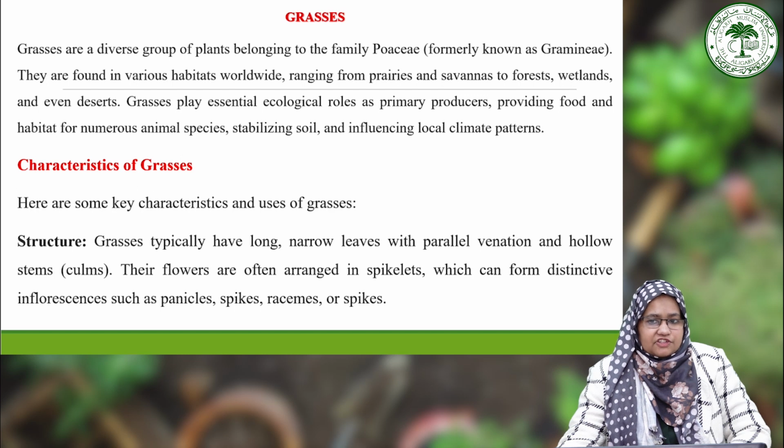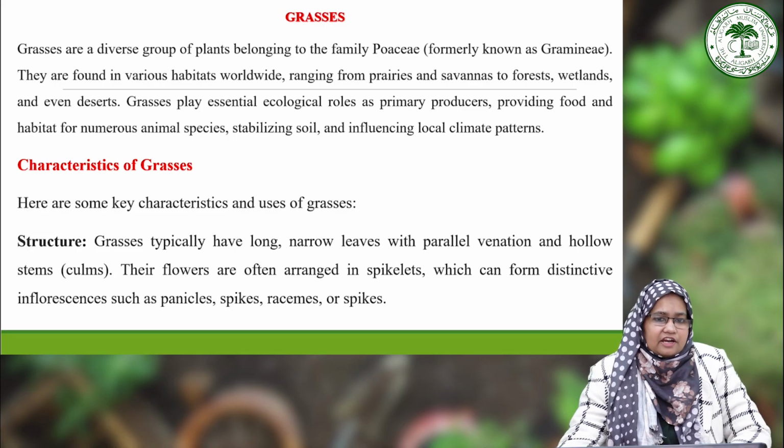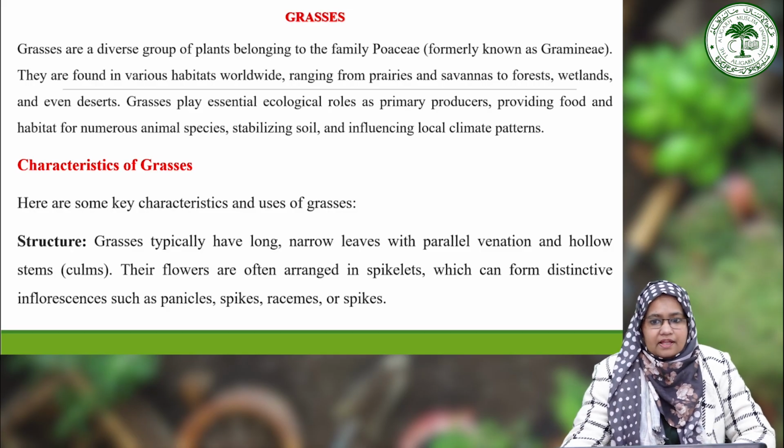Grasses play an essential ecological role as primary producers, providing food and habitat for numerous animal species, stabilizing soil and influencing local climatic patterns. The characteristics of grasses: they typically have long, narrow leaves with parallel venation and hollow stems. Their flowers are often arranged in spikelets which can form distinctive inflorescences such as panicles, spikes or racemes.